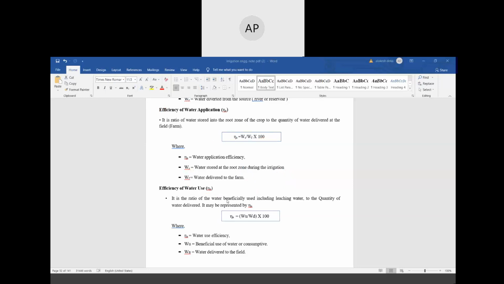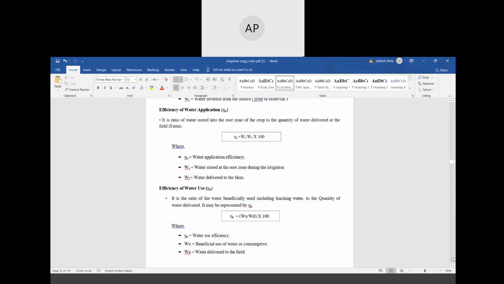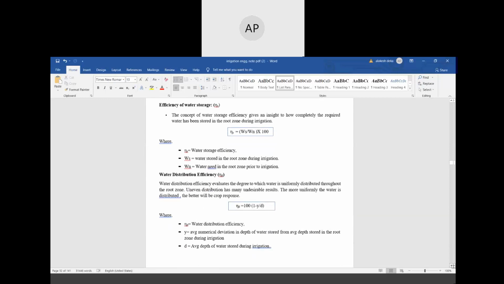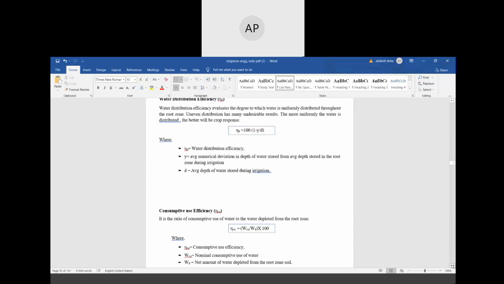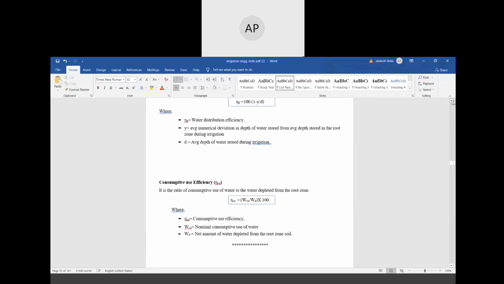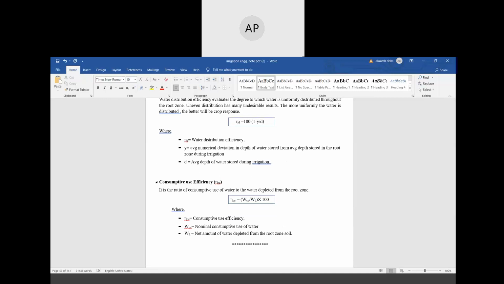It is the ratio of water beneficially used, including leaching water, to the quantity of water delivered. Next, efficiency of water storage and water distribution efficiency. And the last one is consumptive use efficiency.